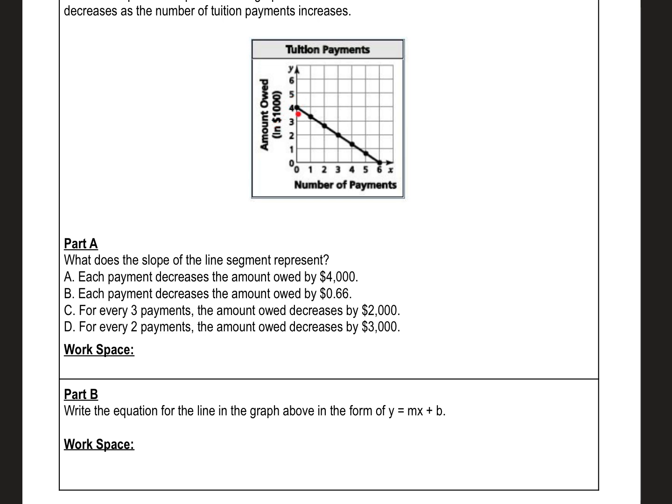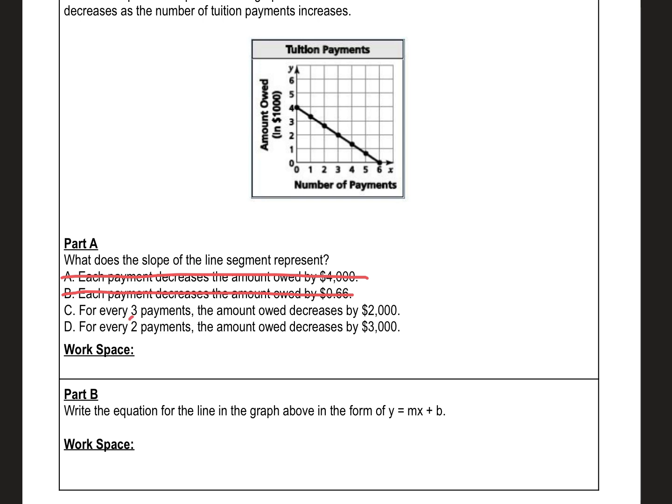Here I see she started off owing $4,000. And these are the number of payments she makes. So after 6 payments, she's paid it all off. So I can tell that it's definitely not that each payment decreases the amount by $4,000. That would pay it off in one. Definitely not paying it off 66 cents at a time.